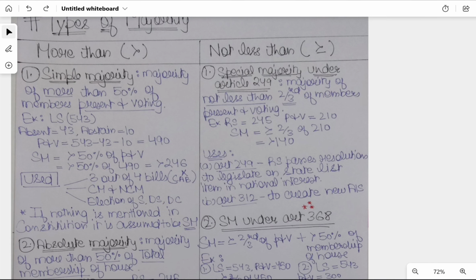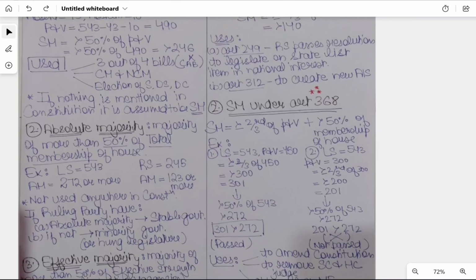Special majority under Article 368. In this type of majority, we have to satisfy two conditions. First is greater than or equal to 2/3 of PMV, that is the previous one, plus greater than 50% of the membership of the house, that is what we have done earlier in the absolute majority.